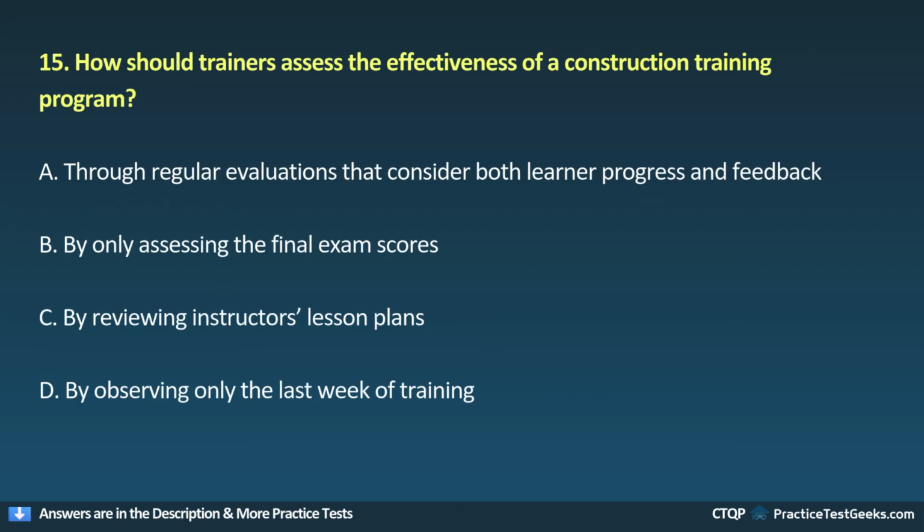15. How should trainers assess the effectiveness of a construction training program? A. Through regular evaluations that consider both learner progress and feedback. B. By only assessing the final exam scores. C. By reviewing instructors' lesson plans. D. By observing only the last week of training.